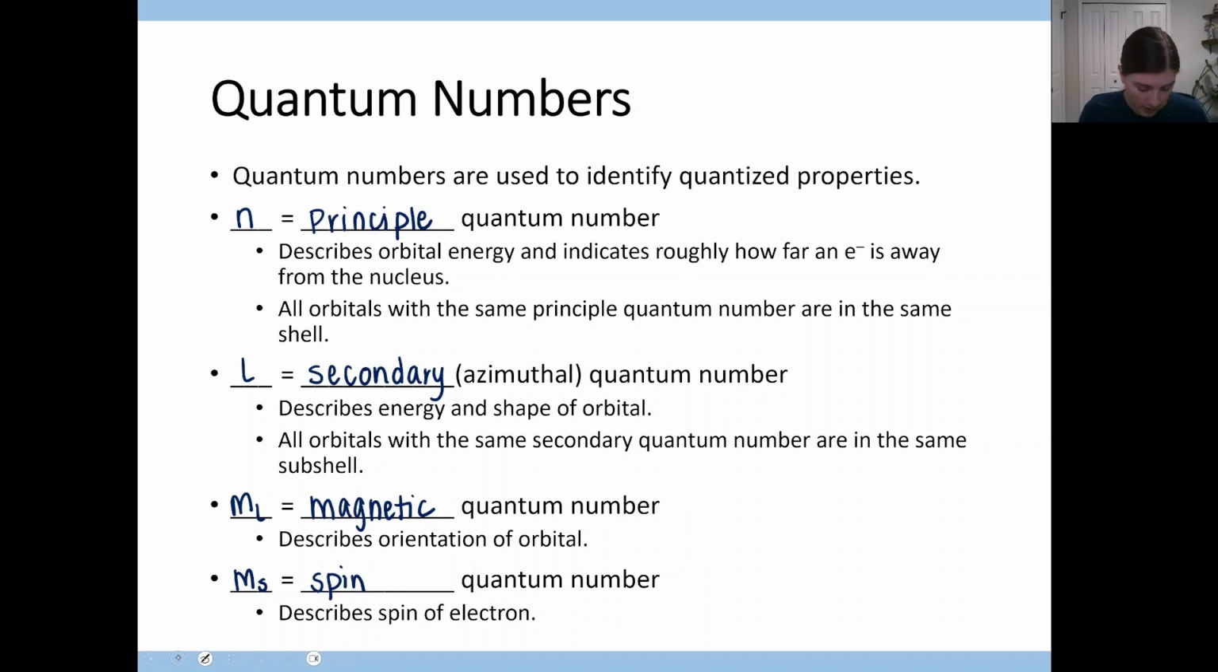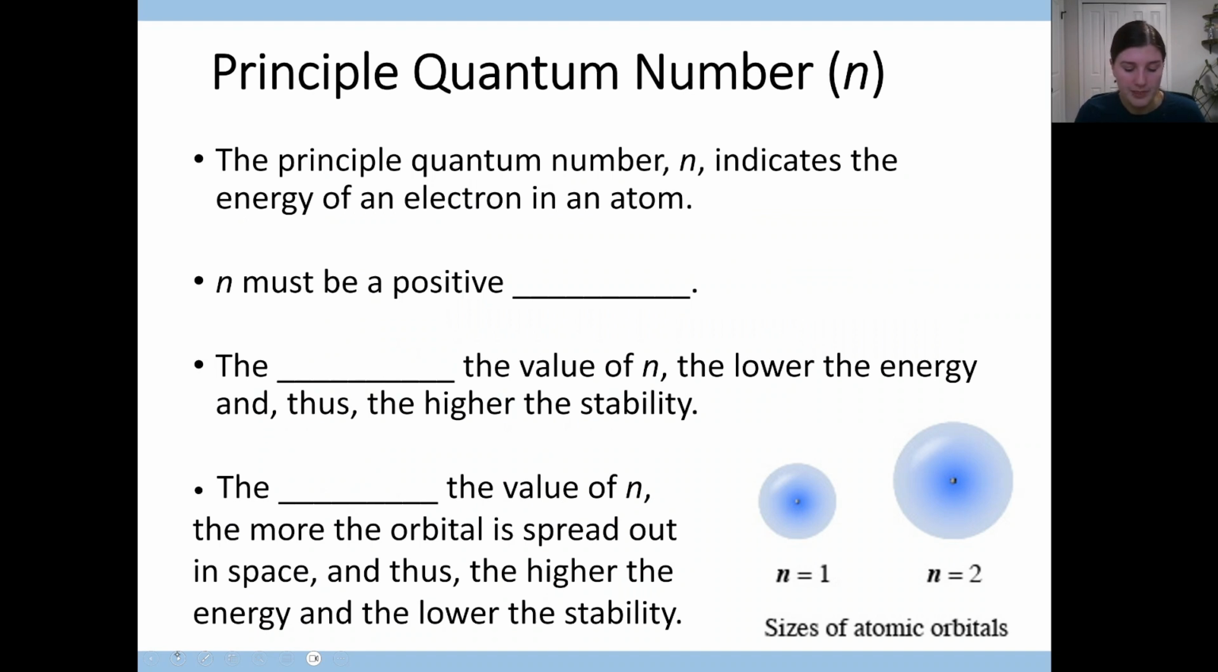Okay, let's talk a little bit more about each type. The principal quantum number indicates the energy of an electron in an atom. n must be a positive integer. And the lower the value of n, the lower the energy, and thus the higher the stability of an electron. So a lower n value means it's closer to the nucleus, and that's what these diagrams are showing. Here, n is equal to 1. An electron is somewhere orbiting the nucleus about this far away, and so this is a lower energy electron.